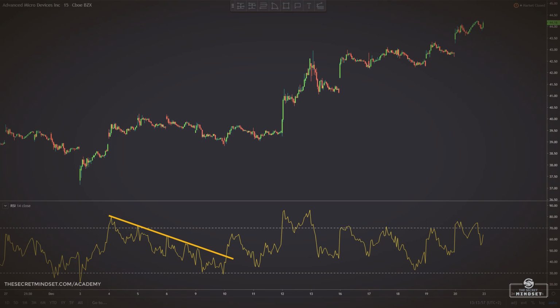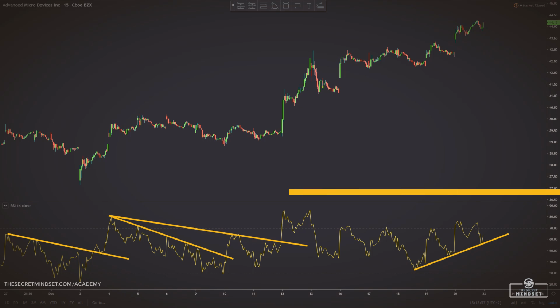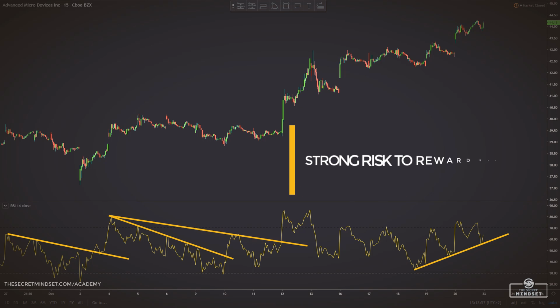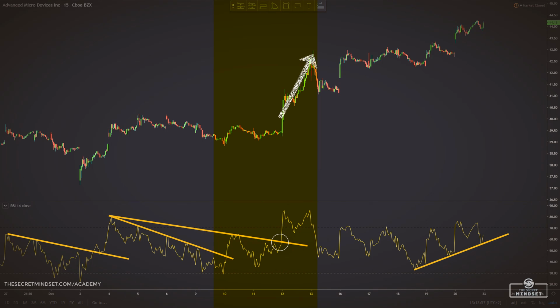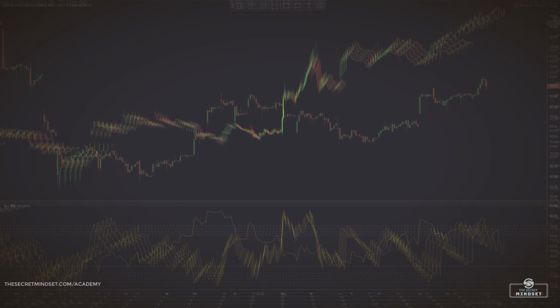By connecting rising swing lows of the RSI in an uptrend or lower swing highs in a downtrend, traders can find trading opportunities with strong risk to reward setups. Because the RSI measures the surge in closing prices, when RSI changes direction and either breaks above or below a trend line, a significant move in price can result.